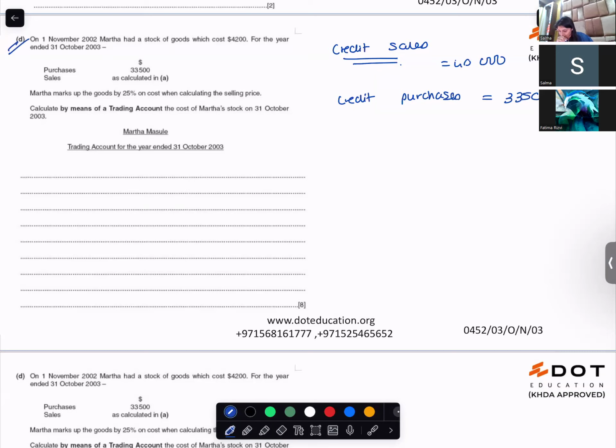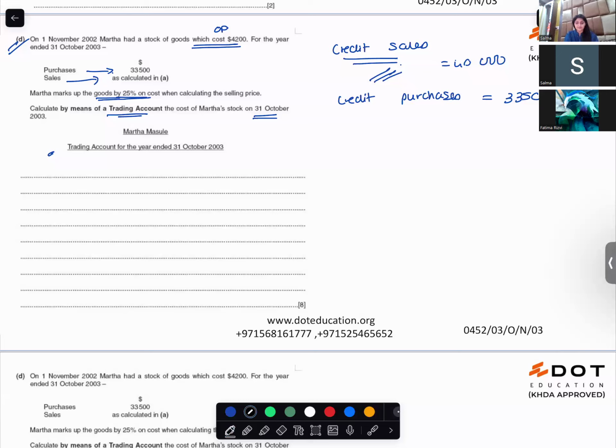On 1st November 2002, Martha had a stock of goods which cost 4,200. What is this? For the year ended, what is this? So this is opening inventory. You need to prepare a trading account. They've told you your purchases is 33,500. Sales is as calculated in A. Markup is 25% on costs. Calculate by means of trading account your closing inventory. Are you with me? Yes, miss. Okay. Then how will you do it?